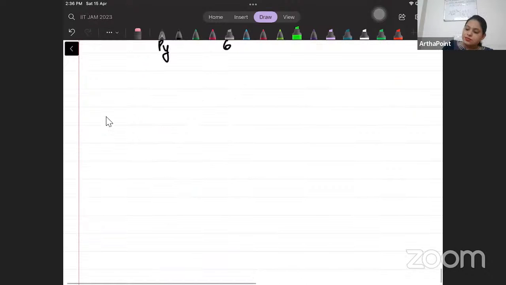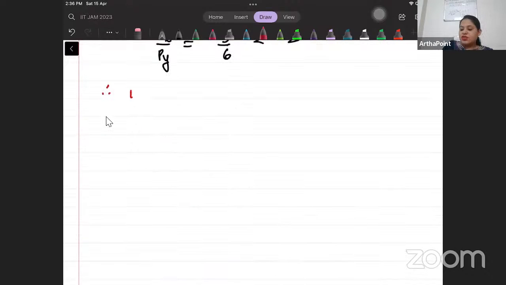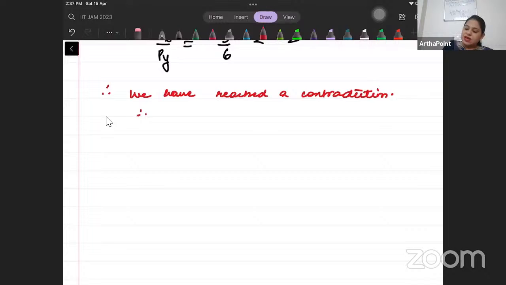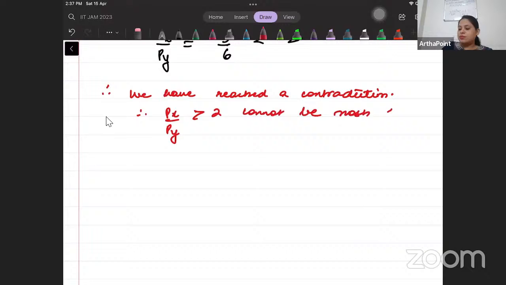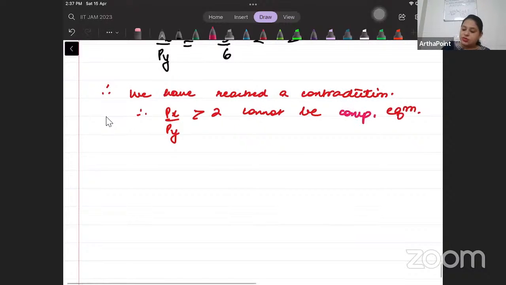Therefore, we have reached a contradiction. Therefore, px by py greater than 2 cannot be Nash equilibrium. Oh, sorry, cannot be competitive equilibrium. Okay. Now let's come to the third case.